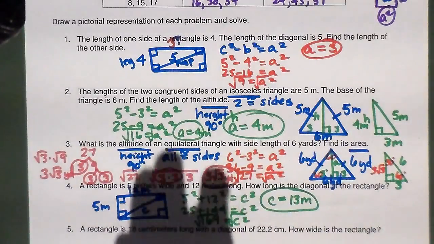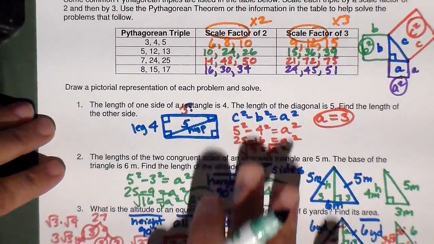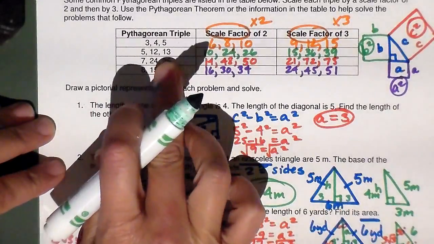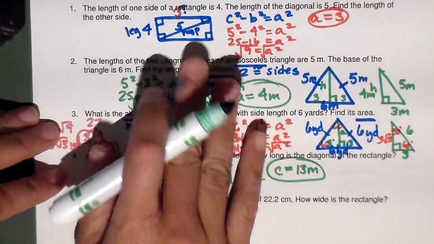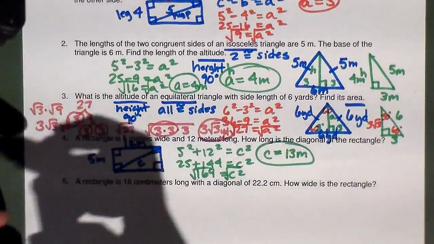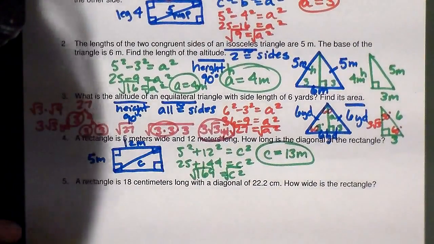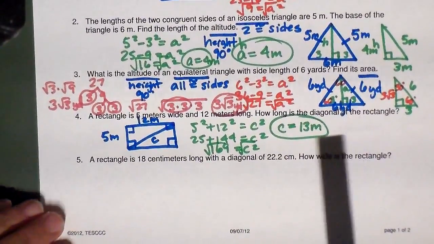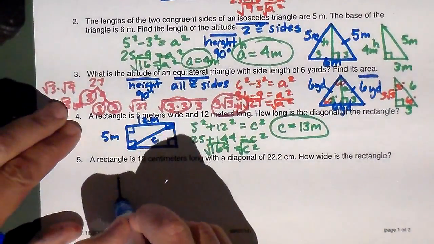Now, you could also skip and say, oh, I can go back up here. This is a Pythagorean triple, 5, 12, 13. Up to you if you want to memorize those. Okay. So let's do the last one on the first page. These dadgum rectangles, more rectangles. So I've got a rectangle.